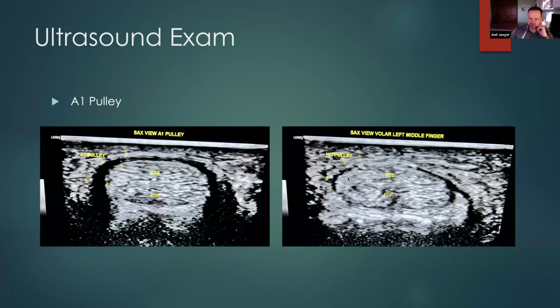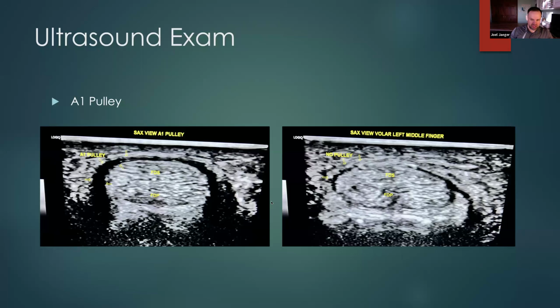Going to the right side of the screen, you can see where I've translated distally past the A1 pulley. And again, you see maybe a little bit of some hypoechoic change. It's not contiguous across the whole tendon, and it's much thinner. So if you're seeing it very thin and it raises a possible suspicion, do we have a tenosynovitis or something similar? You want to scan up and down to find these thickened areas to visualize that better.